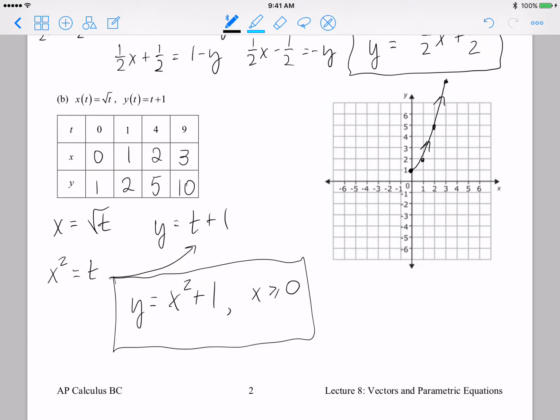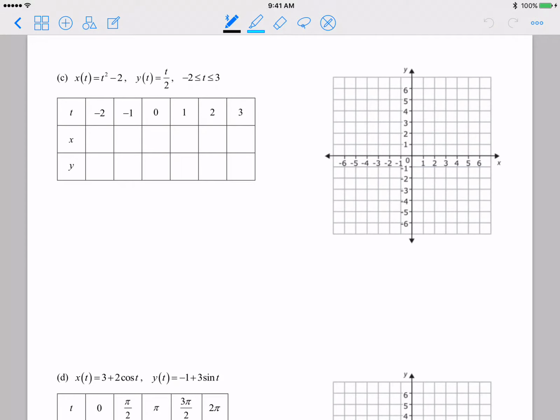Example C, we have x of t is equal to t squared minus 2, and y is equal to t divided by 2, and we're restricting t to only be between negative 2 and positive 3.